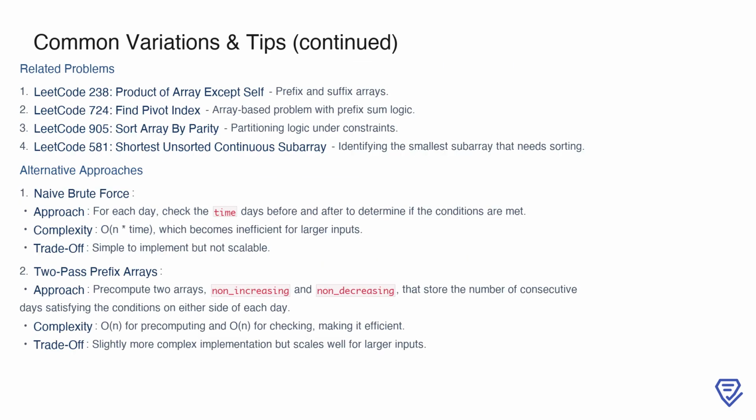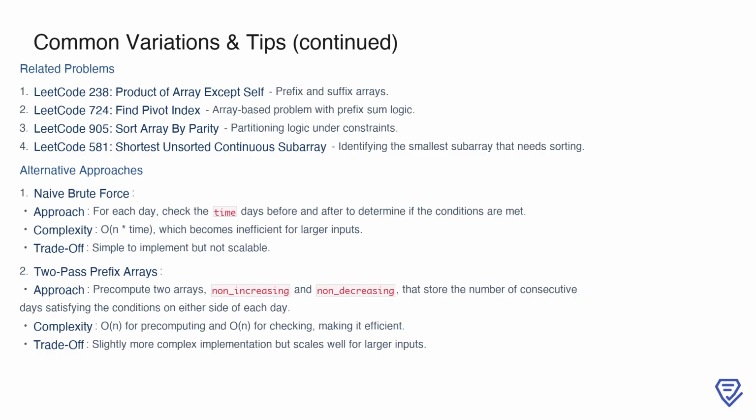This problem also shares connections with several related problems that you may find helpful. For instance, in LeetCode 238, product of array except self, prefix and suffix arrays are used to solve the problem without directly iterating over the product. Similarly, LeetCode 724, find pivot index, relies on prefix sum logic to find a balance point in an array. In LeetCode 905, sort array by parity, the focus is on partitioning elements under specific constraints, and LeetCode 581, shortest unsorted continuous subarray, challenges you to identify the smallest subarray that needs sorting. Exploring these problems can deepen your understanding of array manipulation and prefix/suffix techniques.